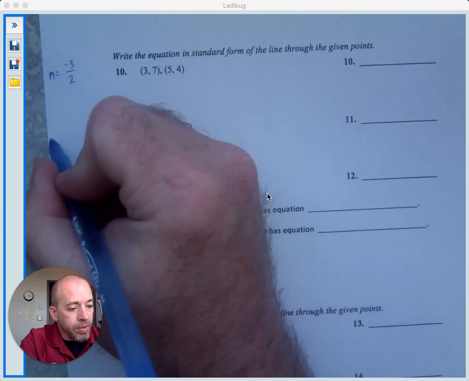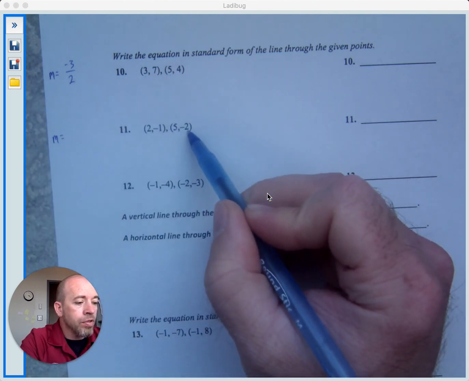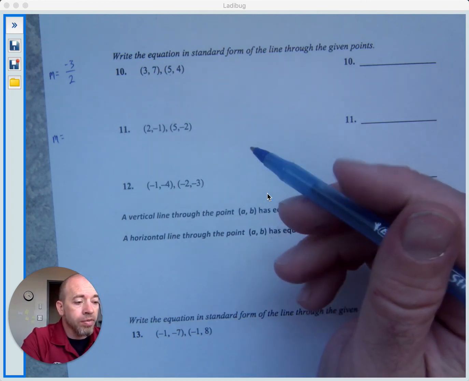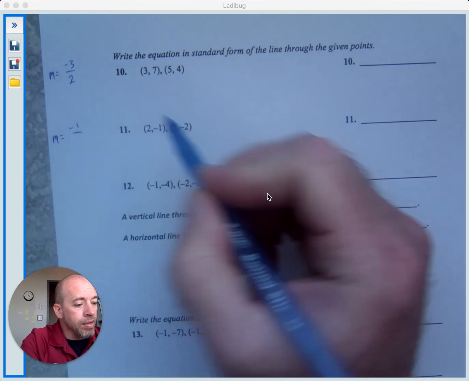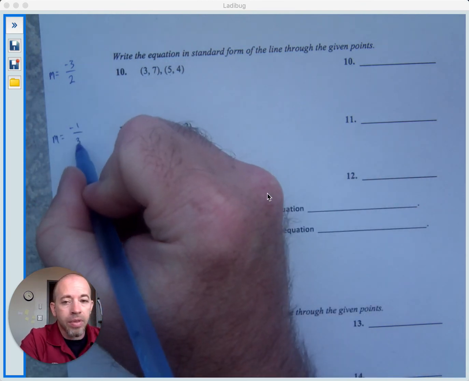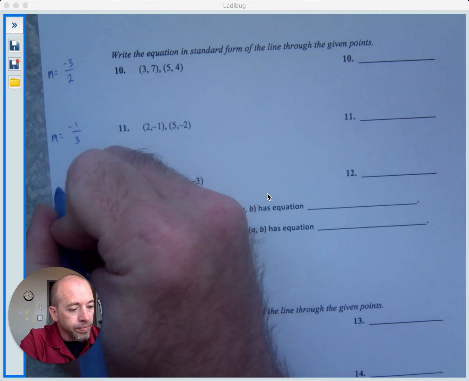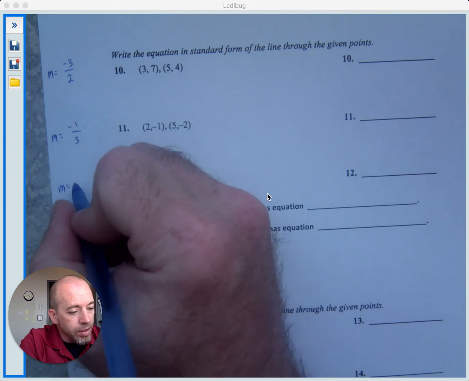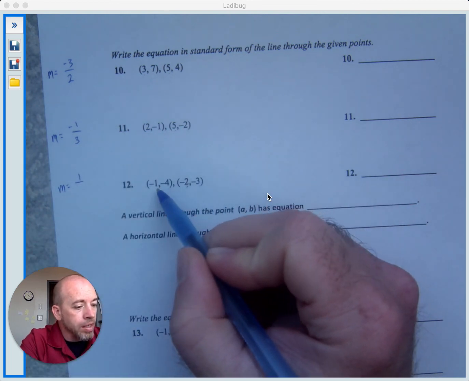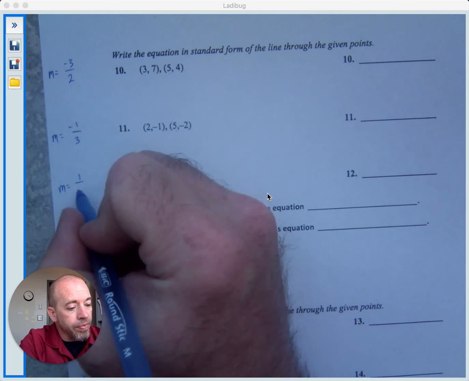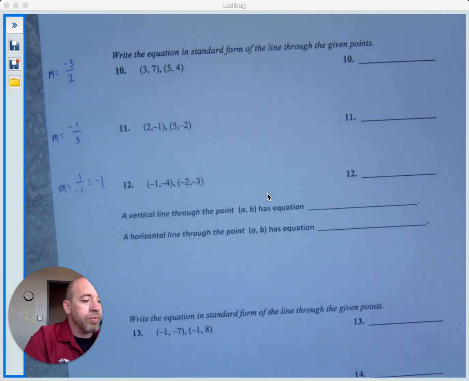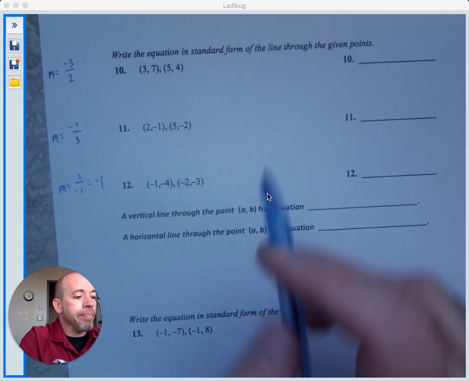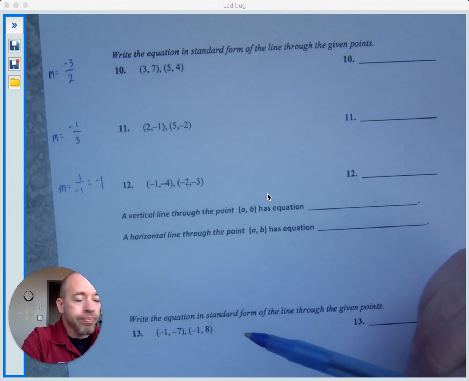Here, let's find the slope. Negative 2 minus negative 1, so that's negative 2 plus 1, which is negative 1, and then 5 minus 2 is 3. And then let's do this one. Negative 3 minus negative 4, well, that's positive 1, and then negative 2 minus negative 1 is negative 1. So that slope is just negative 1. All right, so we found the slopes of all 3 of those. Now we'll work on them one at a time.